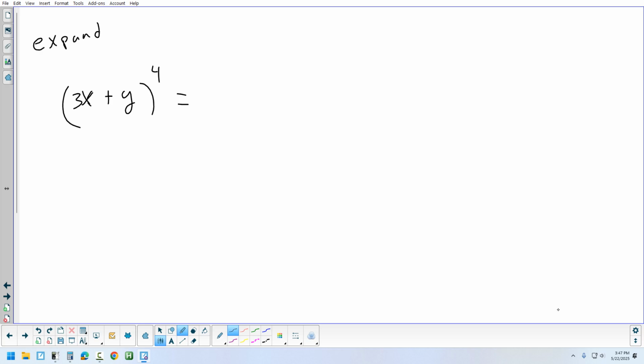I think we lost a row there. It should be a row with 5 numbers. It has to be 5 numbers because we're raising to the 4th power. Okay, so first coefficient is a 1.